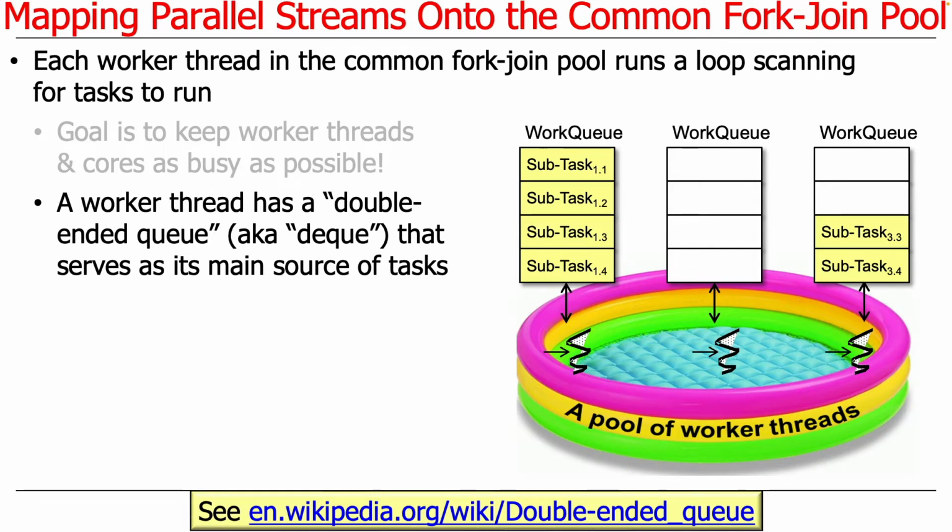You can read more about what a double-ended queue is. It's just a queue where you can insert and remove things at the head or the tail efficiently. And this particular deque is very cleverly implemented using some cool synchronizers we'll talk about in a second.